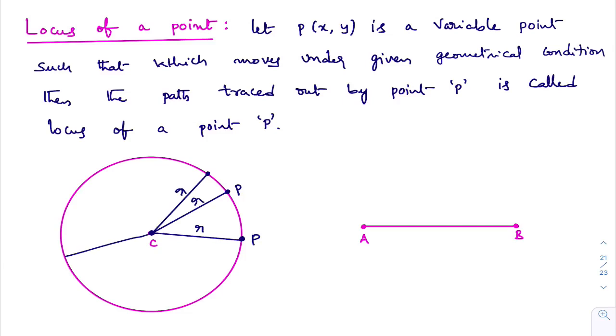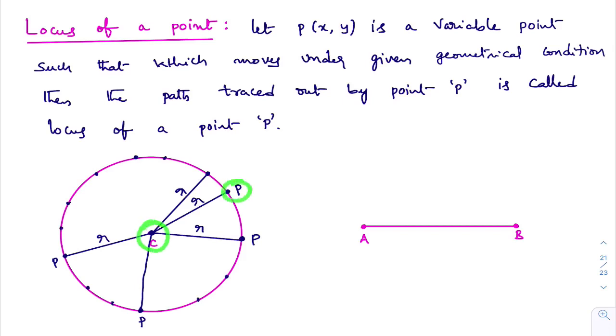Suppose you take this as the point P, this is R units. If you take this as the point, this is R units. If you join all these points, what are you going to get? The path traced out by the point P is called locus of the point. Try to understand. Here C is the fixed point.